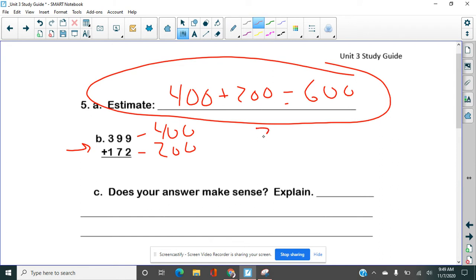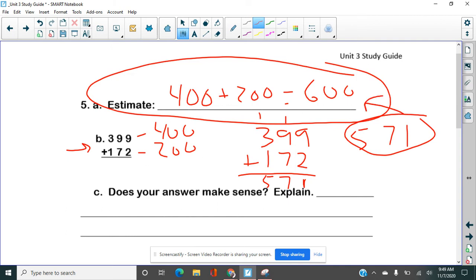Now let's add them up. 399 plus 172. Your turn. I want you to add those up, and we'll see if you get it right. Okay, let's see what you did. We have 9 plus 2 equals 11, so we'll put the 1 here, carry the other one. Here we have 1 plus 9 is 10, plus 7 more is 17. And I'll carry my 1. 1 plus 3 is 4, plus another 1 is 5. This answer is 571.